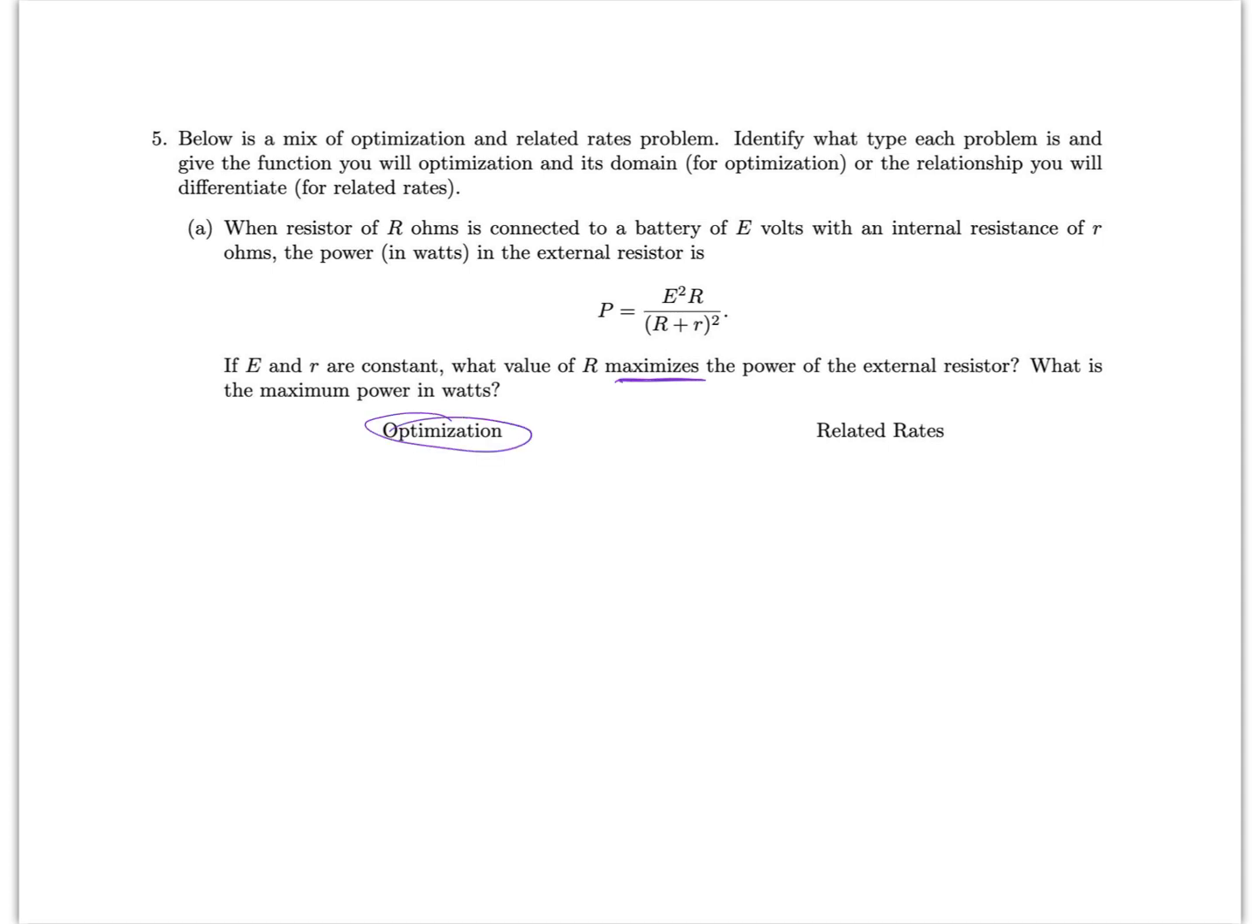If I want to optimize this, for the optimization problems, we're supposed to give the function we want to optimize and its domain. So the function I want to optimize is P equals E squared capital R over capital R plus little r squared. And its domain, let's see, little r is a constant. So capital R is my input variable. So I want to know what are the possible values for capital R.